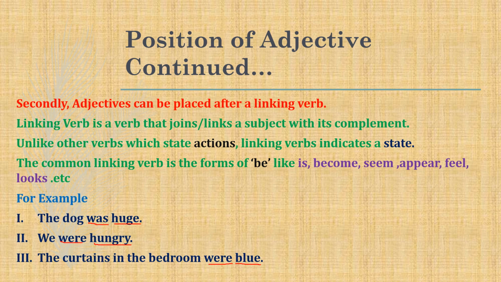We have also talked about the different positions that an adjective can take, and we say that there are two positions. The first one is that adjectives can be used in front of nouns or pronouns. We saw those examples. And the last one that we have just discussed is that adjectives can be used after a linking verb.